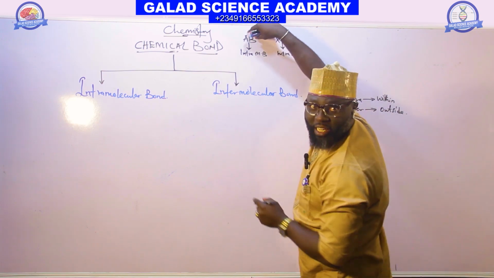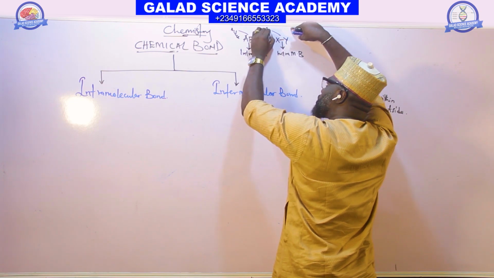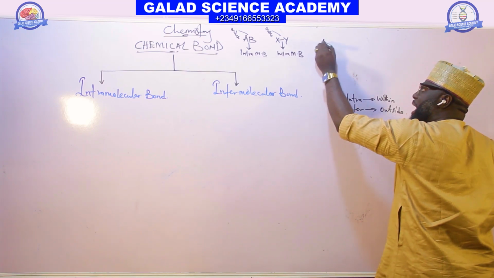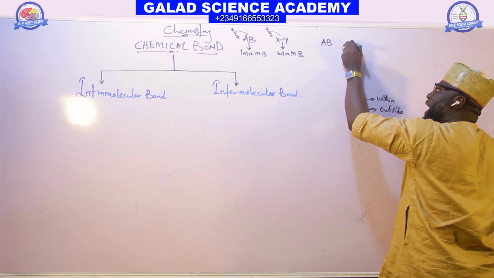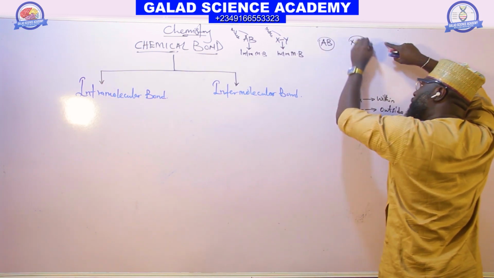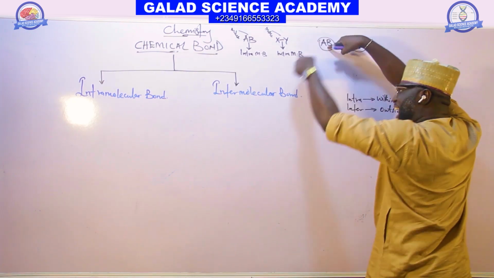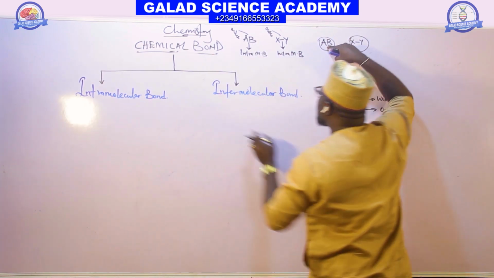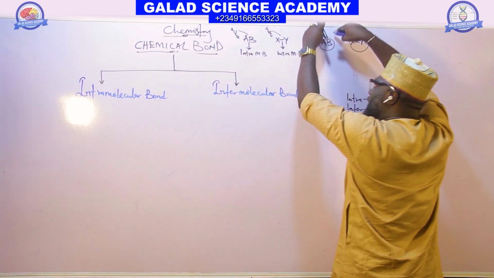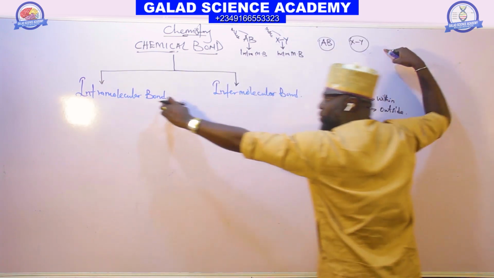This AB is a molecule. This XY is also a molecule. The bond inside this AB is an intramolecular bond, within a molecule. The bond inside XY is intra, within a molecule.